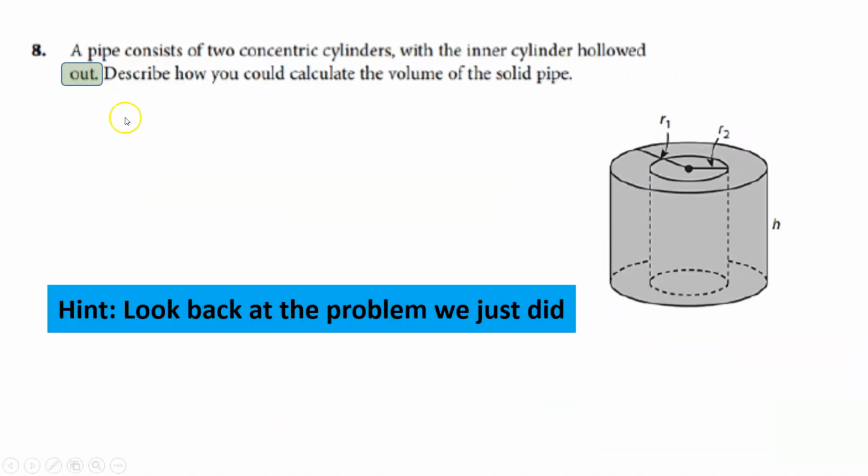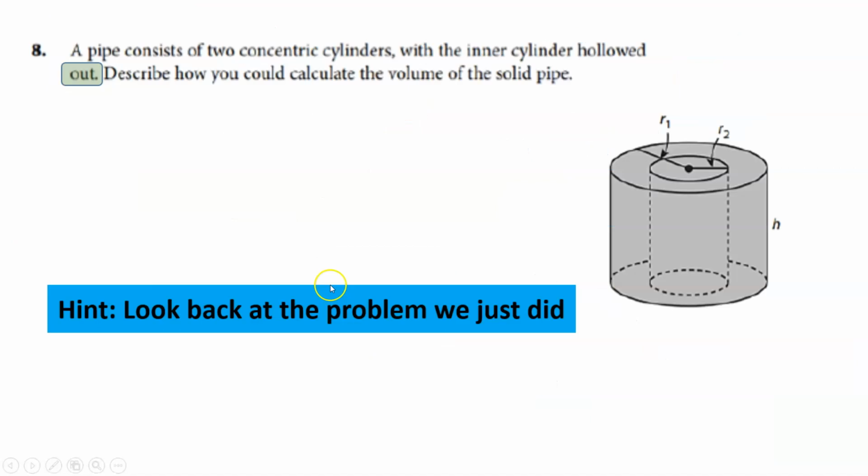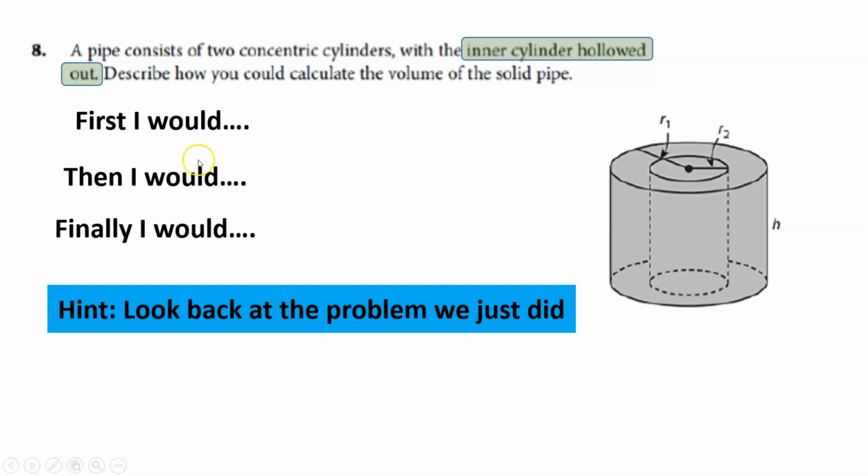All right, so a pipe consists of two concentric cylinders with the inner cylinder hollowed out. Describe how you would or could calculate the volume of the solid pipe. Hint, look back at the problem we just did. Essentially, each of the steps we just did was we found the volume of one figure, we found the volume of a second figure, and we subtracted those volumes. So essentially, we did all 3 steps in the last problem. Here, we just would like you to write a few sentences as to what you would do or what you did do in the last problem.